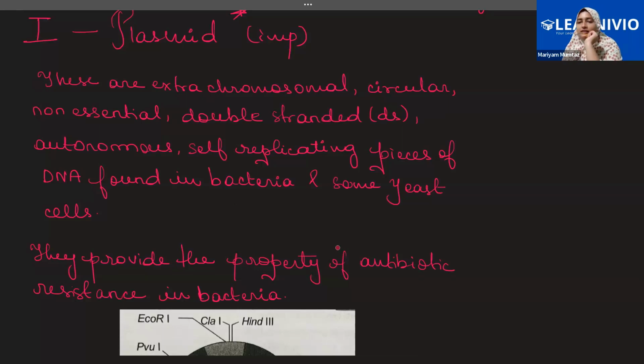Yeast is a what? Which kingdom does yeast belong to? Students, these are very basic things. Yeast is a dash. What is it? Yeah, what are you saying, Mariam? You were saying something. Yes, yeast is a fungus. Very good. Exactly. Yeast is a unicellular fungus.